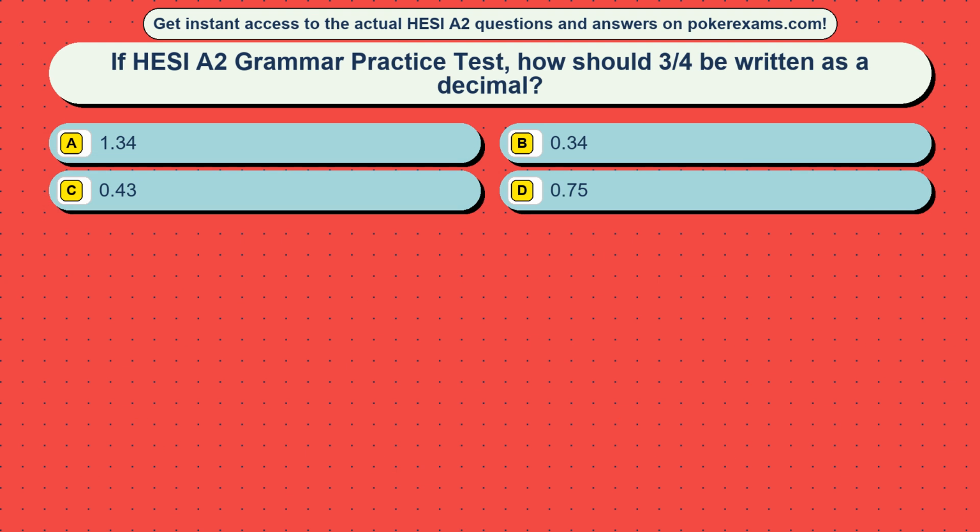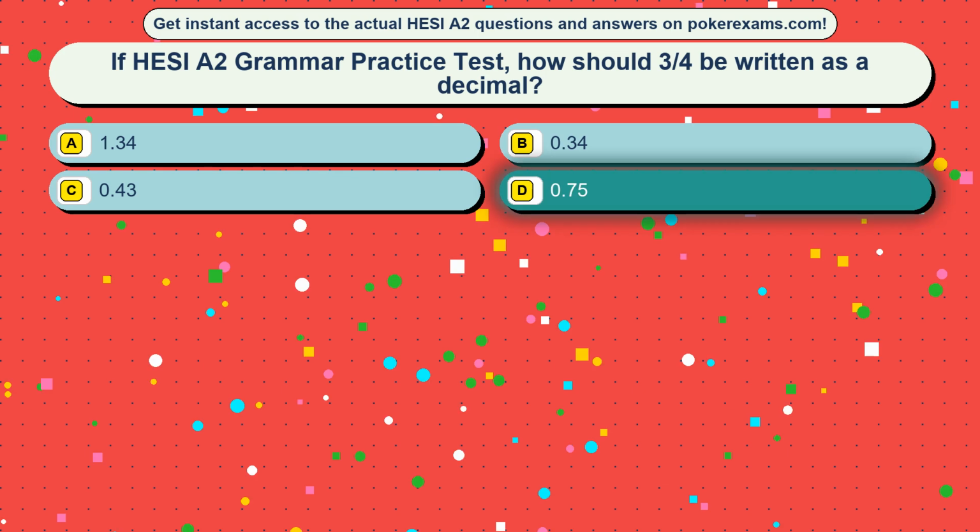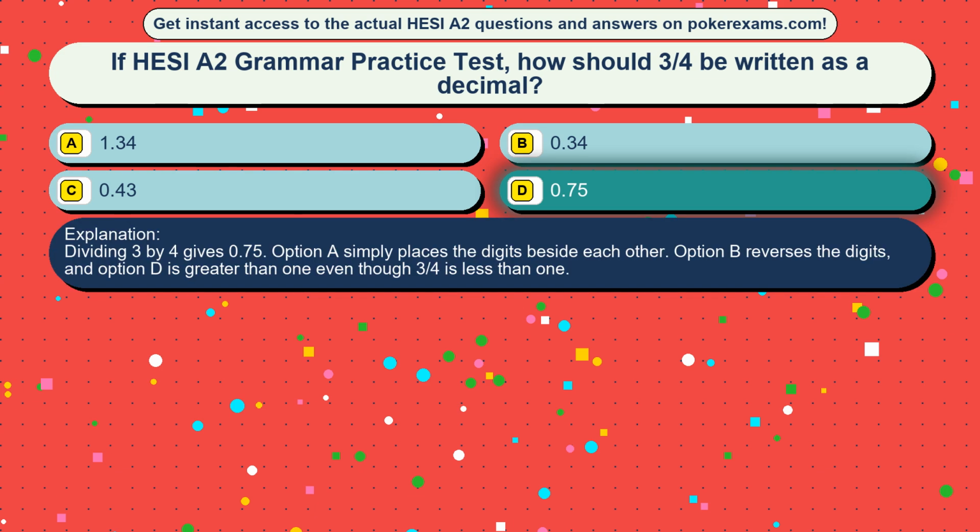Question 40. If HESI A2 Grammar Practice Test, how should 3/4 be written as a decimal? Option F 1.34, option B 0.34, option C 0.43, option D 0.75. The correct answer is option D, 0.75. Dividing 3 by 4 gives 0.75. Option A simply places the digits beside each other. Option B reverses the digits, and option D is greater than 1 even though 3/4 is less than 1.